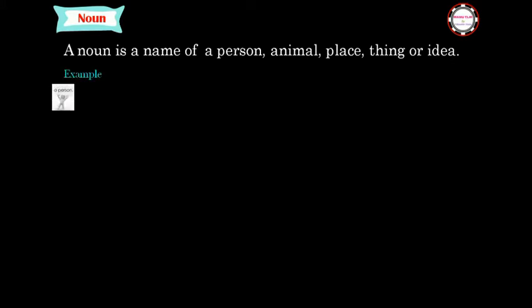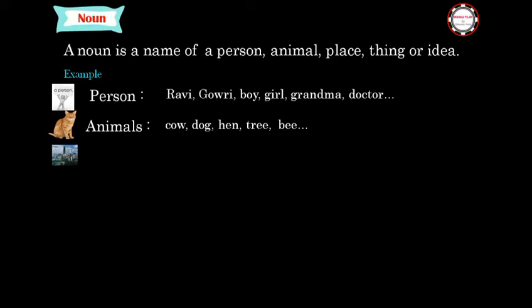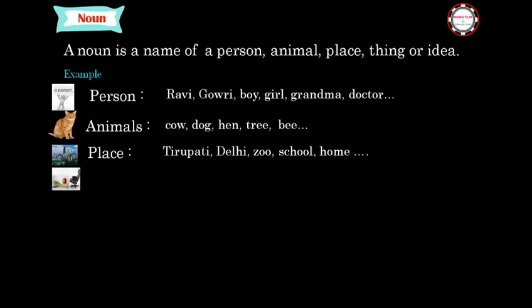Observe the example. A person. Persons like names of Ravi, Gauri, boy, girl, grandma, doctors. Animals like cow, dog, hen, plants, tree, insects, bee, like that. Places. Places like names of place, Tirupati, Dindi, school, home.